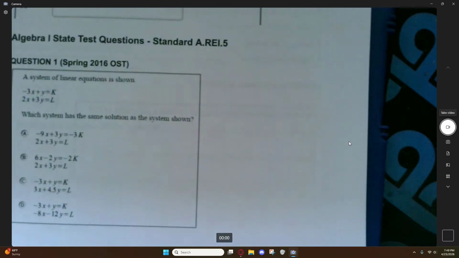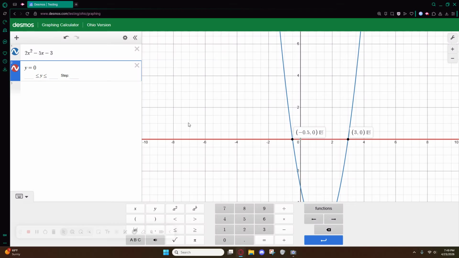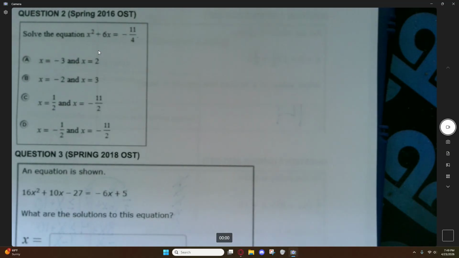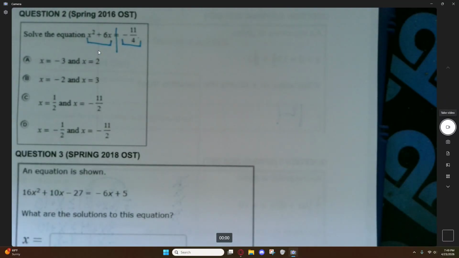Alrighty. Question 2. Solve the equation x squared plus 6x equals negative 11 over 4. I believe most of these questions are just going to be like this, so it's all going to be the same method. It's all going to be Desmos. Put it in. Split it at the equal sign. Split it right here. This goes in the first line. This goes in the second line.